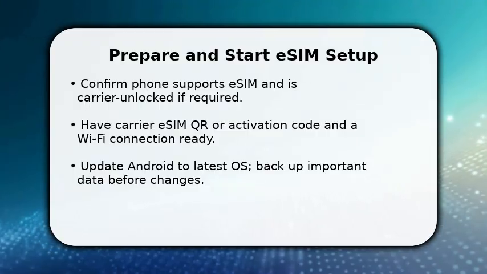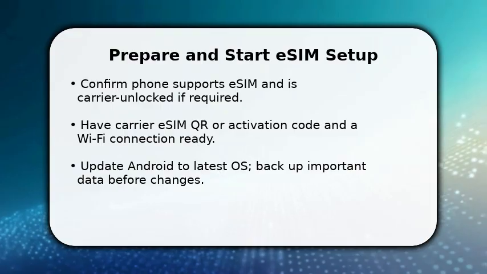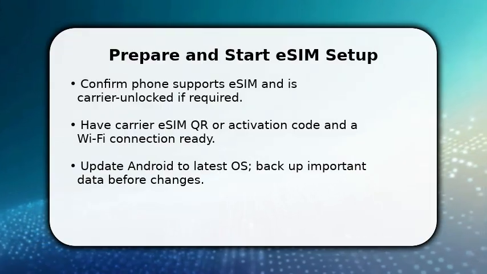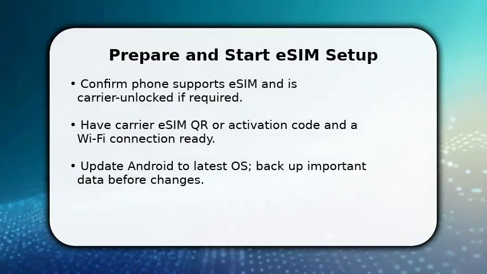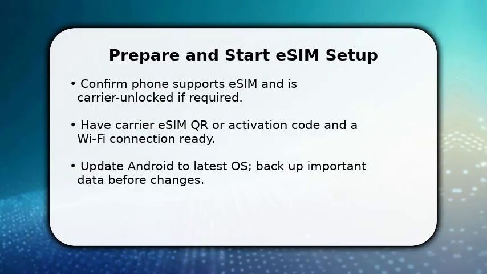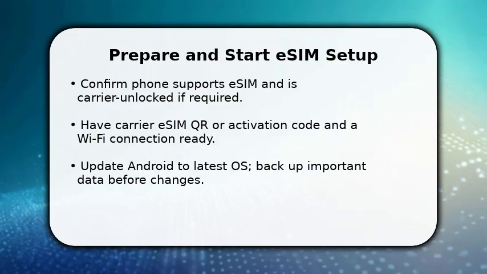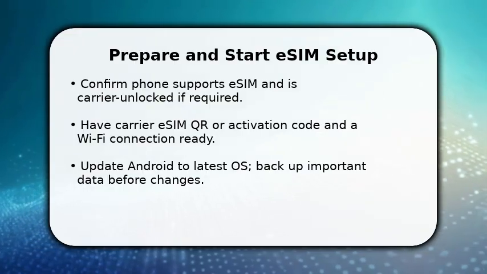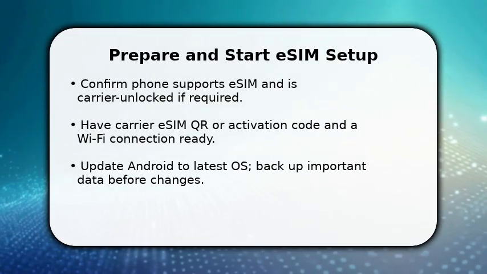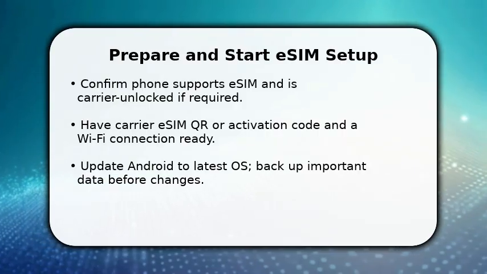You begin by confirming your Android supports eSIM and that your carrier allows activation. Once done, connect to Wi-Fi and update the OS so the profile installs cleanly. Make sure you have the carrier's eSIM QR code or activation details. These are required to provision the profile.